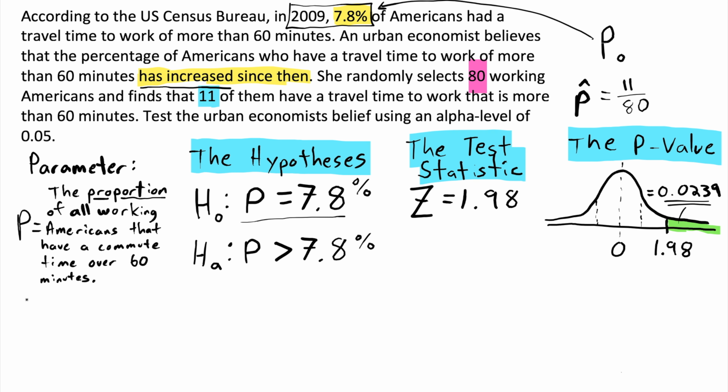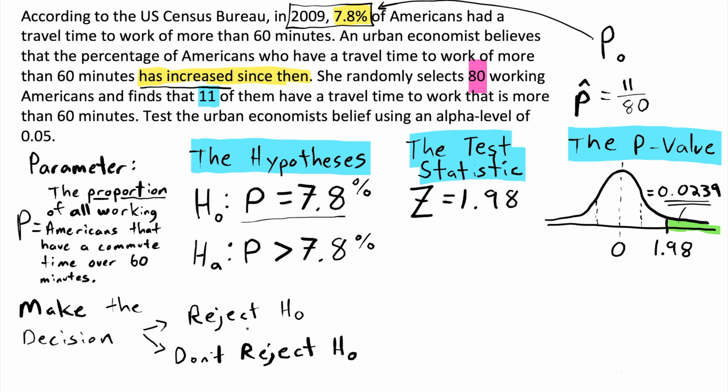And then the next step I always do is make the decision. The decision is always either reject the null or you don't reject the null. It's one of these two things, and the way you decide which one to do is we take our p-value, which in this problem is 0.0239, and we compare it to what's called the alpha level, which is given to us up here in the problem. It says use an alpha level of 0.05.